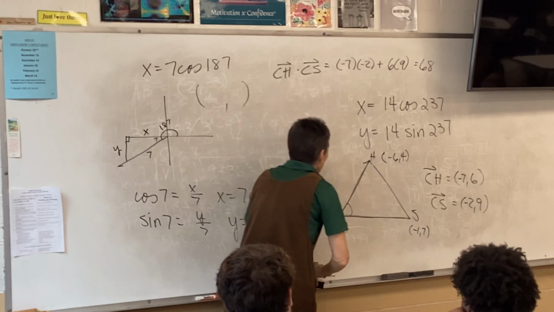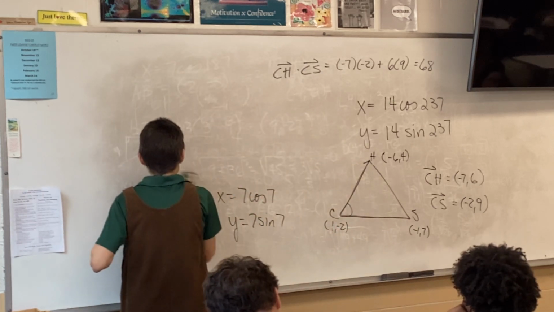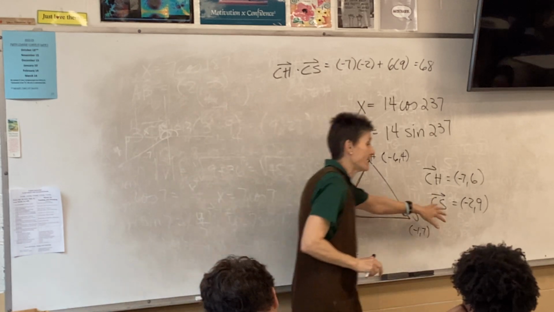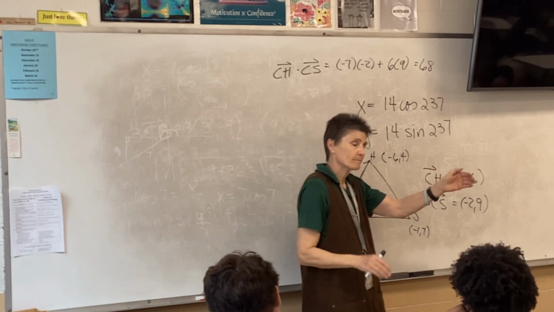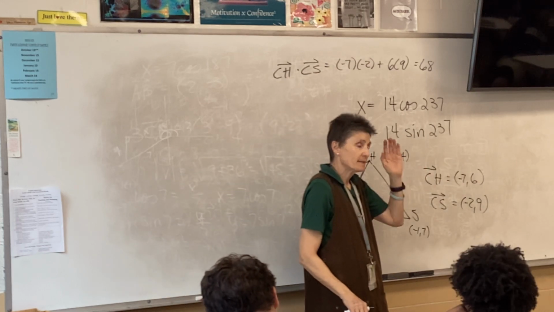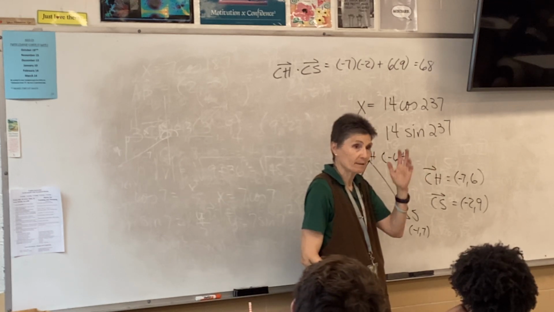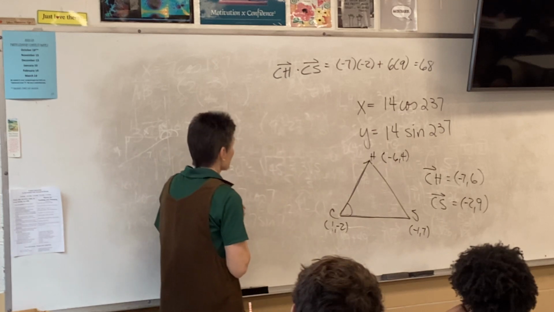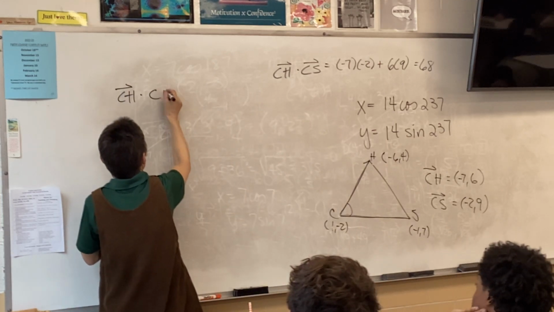Okay, so one way to calculate a dot product is to take x times x, y times y, and add them up. But again, I'm going to caution you, kids, you dot vectors, not points. So before you do any dot product, make sure you're working with vectors. All right, so what's the other way of finding the dot product? There's another way of doing it.